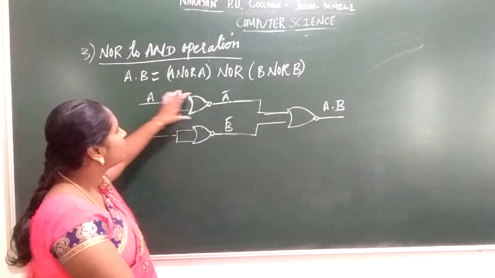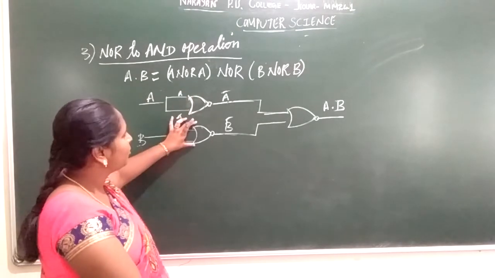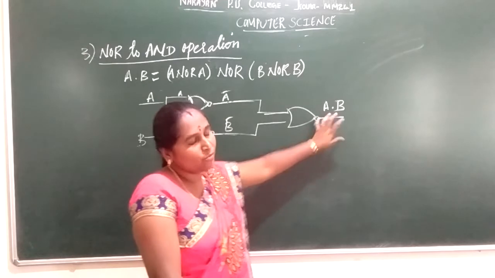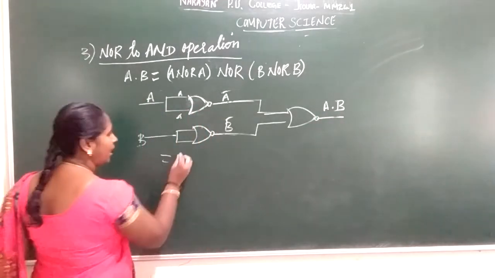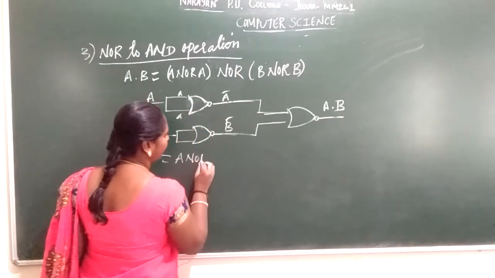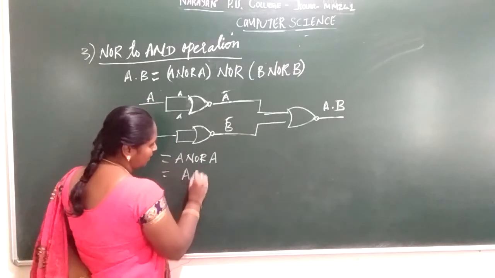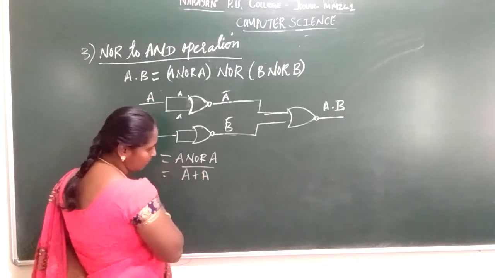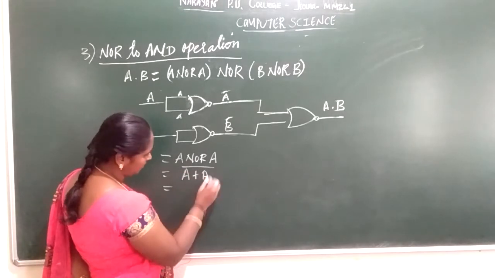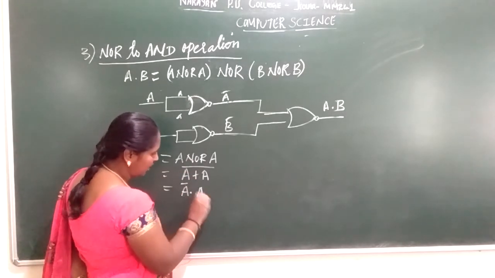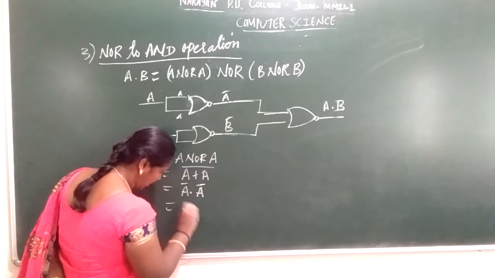For a, the NOR operator I am using. For b, the NOR operator. This should be combined. You should get the result of a into b. So first we will take NOR of a. First we will implement that. So a NOR of a is nothing but (a plus a) the whole bar. So that is nothing but, using De Morgan's first theorem, a bar into a bar. So that is nothing but a bar.